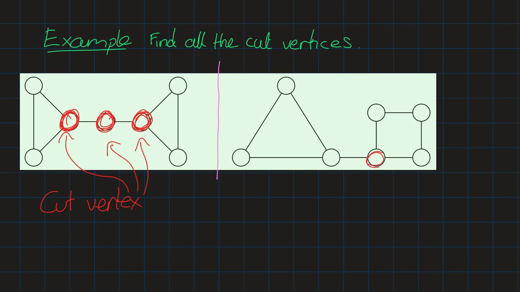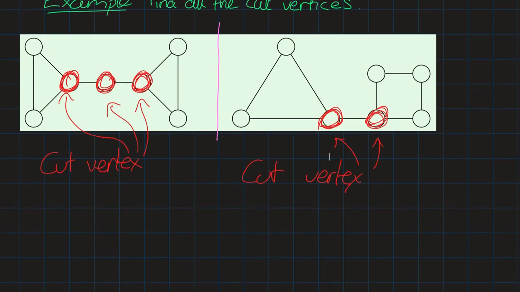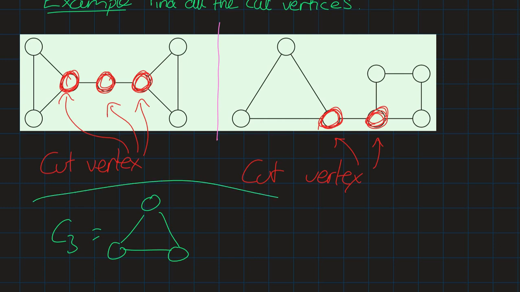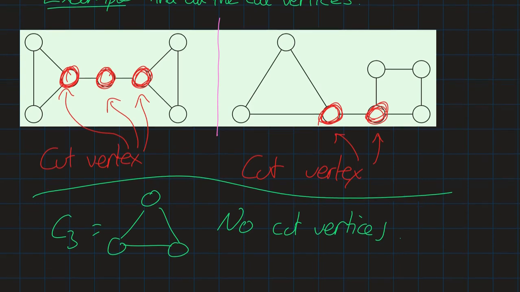So I'll color it in red. And similarly, this one here is also a cut vertex. And they're the only cut vertices for this graph. And like I said, not every graph has a cut vertex. For example, a really easy example is if I draw this graph here, C3, the triangle, this one has no cut vertices. And that's perfectly fine. That doesn't matter at all. Okay? So that's cut vertices.